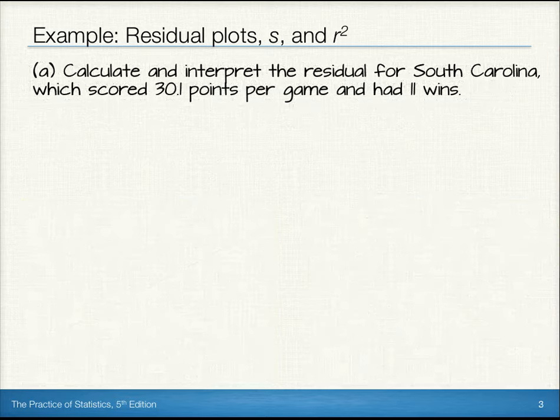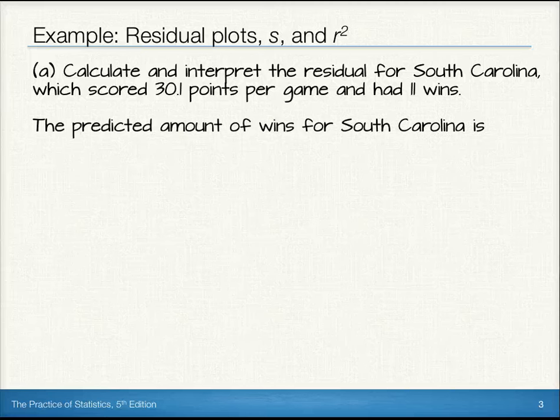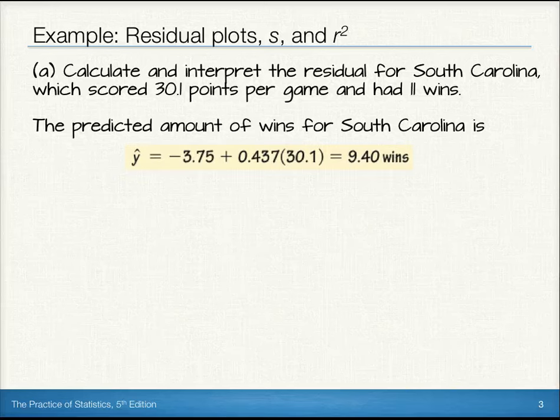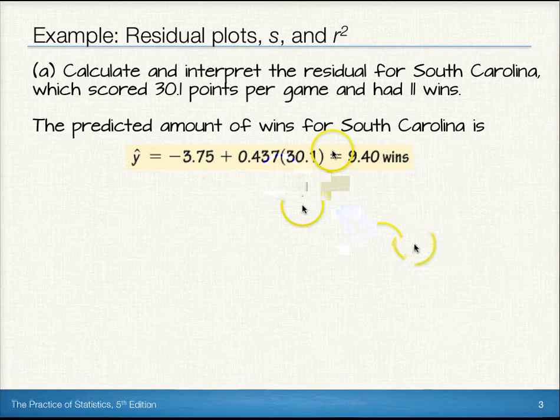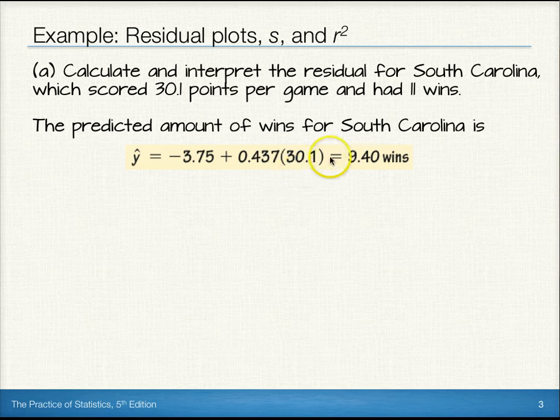Now first, let's calculate and interpret the residual for South Carolina, a team that scored 30.1 points per game and had 11 wins. Well, the first thing we need to do is find the predicted amount of wins for South Carolina based on our equation of the regression line. Y hat in this case would be negative 3.75 plus 0.437 times the number of points per game for South Carolina, 30.1, giving us a predicted number of wins of 9.4.